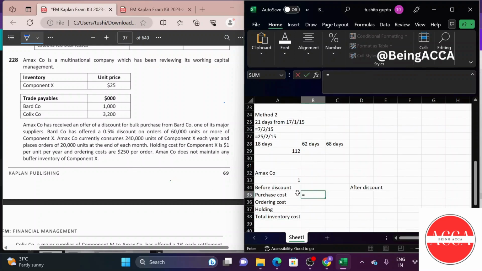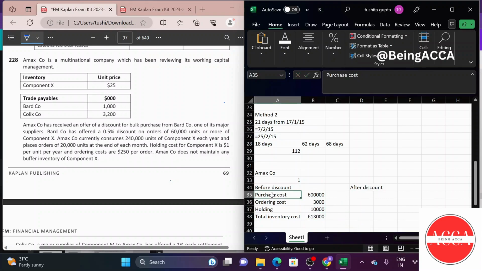Right, so for my purchase cost, I am purchasing 240,000 units at the price of 25 per unit. For ordering, I am having 240,000 units, ordering 20,000 in one order, and multiplying this by the cost per order, which is 250. Then my holding is $1 per unit per year, and my average inventory will be 20,000 divided by 2, which is the units we order per order divided by 2. So the sum of this is my total inventory cost before I take any discount.